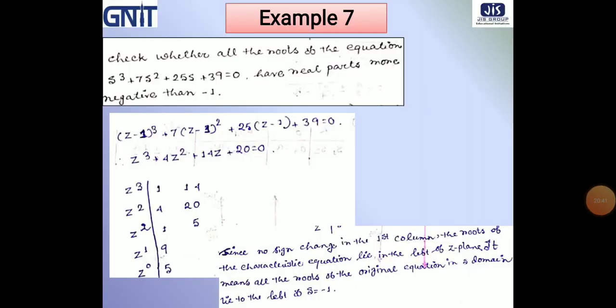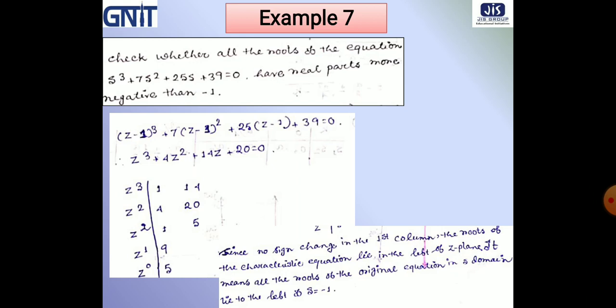Just look at one example. Check whether all the roots of the equation, that is s cube plus 7s square plus 25s plus 39 is equal to 0, have real parts more negative than minus 1. That means you have to find, is there any poles in the real negative part more than minus 1? So how can we find this?